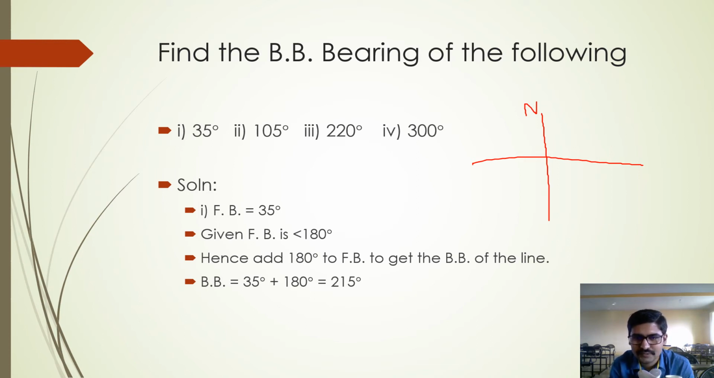I will take the third example, 220 degree. Let me take 105. Yeah, second one, 105. So north, east, then south, west. So north, I mean 105 degree means from north 105. So 90 plus 15 degrees. So I will change the color of the line so that you can see easily. Somewhere here you will get the line.